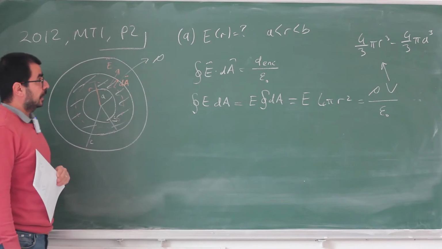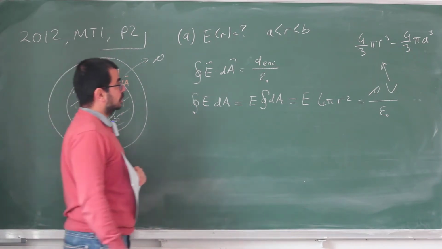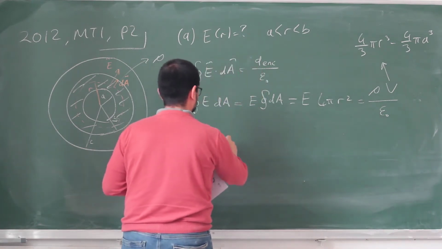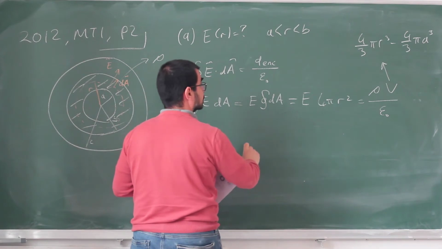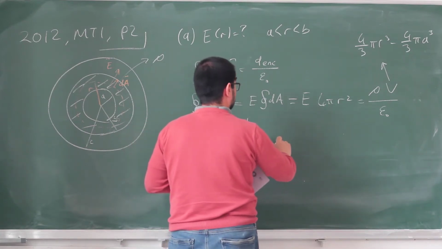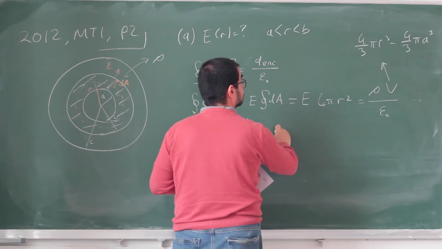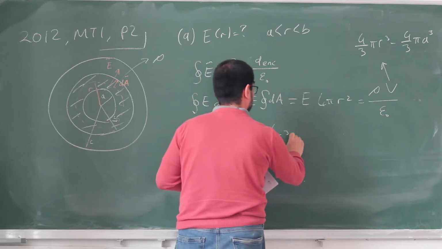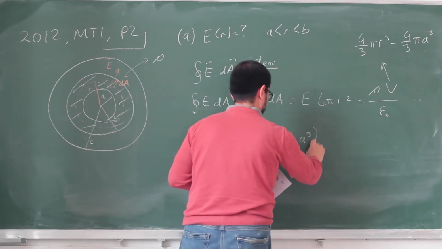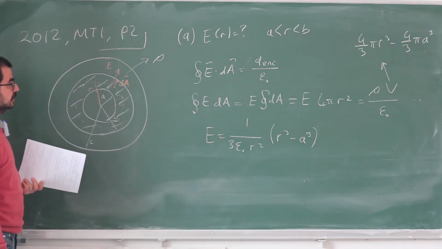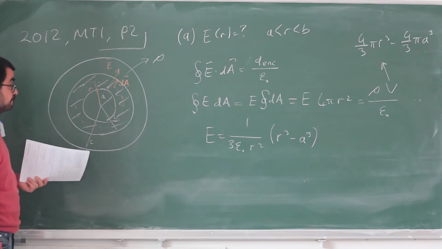Now we can get some cancellations. The 4 pi's are going to cancel. So E is going to be 1 over 3 epsilon naught r squared, and in the numerator it's going to be rho times r cubed minus a cubed. It doesn't look very nice, but this is what we get, unless I made a mistake in the algebra.